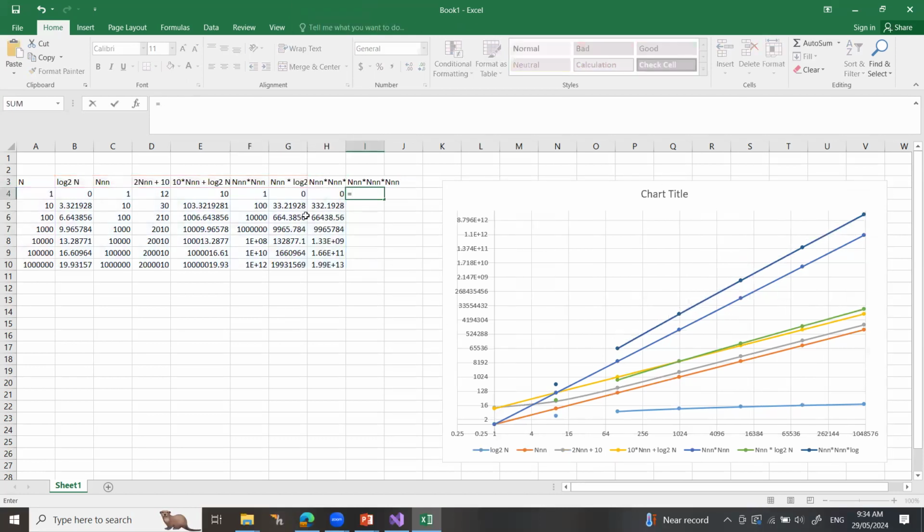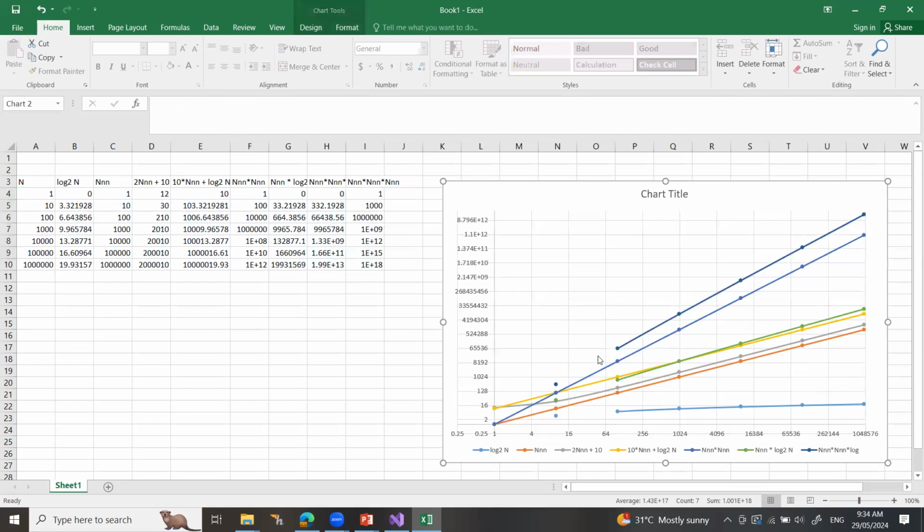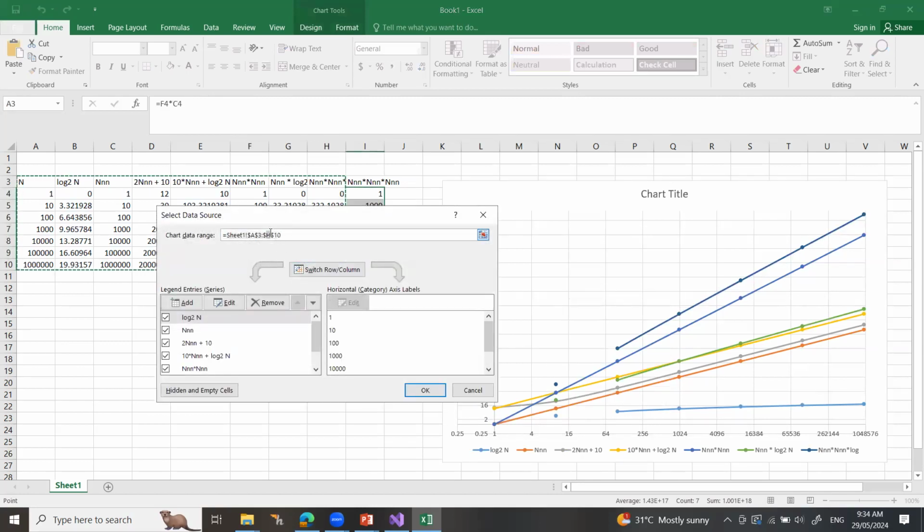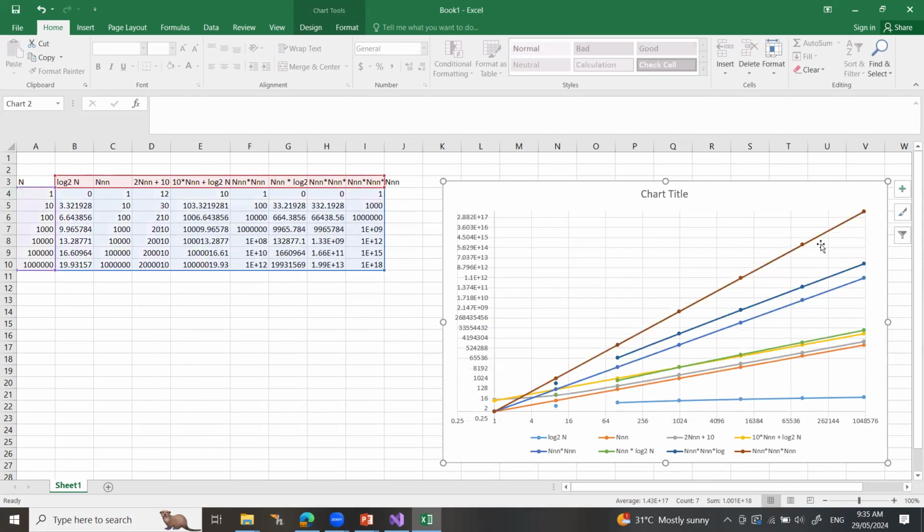Is equal to n squared times n. So I would expect n cubed to be worse than n squared log n, just thinking about it a little bit, right? Yeah, I see. To see how much worse n cubed gets.